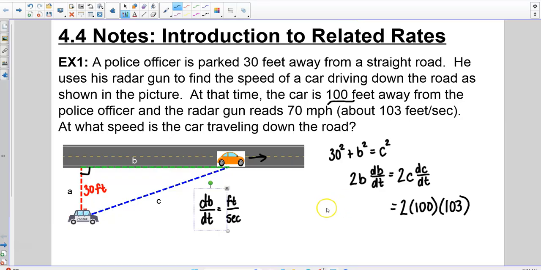2 definitely stays here. I don't know dB/dt. That's what I'm trying to find. dB/dt is the speed of the car. It's the rate of change of B. That's the speed of the car.